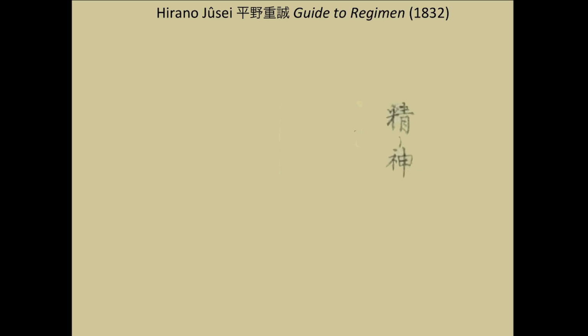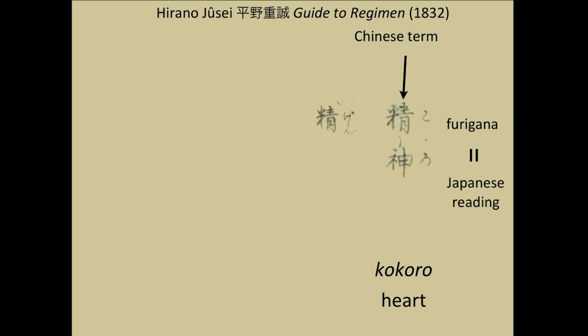So you have the Chinese term. This is, for those who don't know Asian language, this is the Chinese term. And then what you'll have is what's called furigana, which teaches you how to read that term. In this case, the Japanese reading says, okay, I'm writing these characters, but you should read it as kokoro, which means heart. Right?